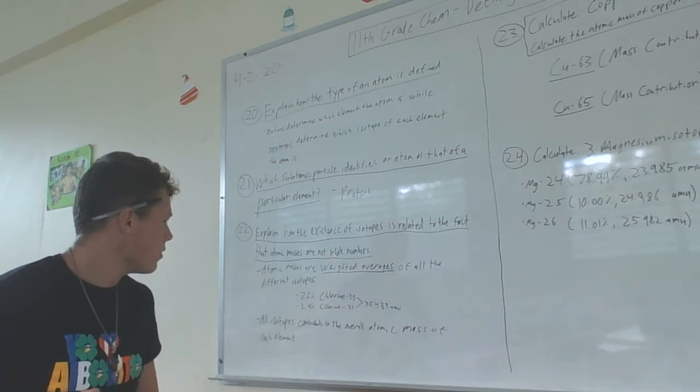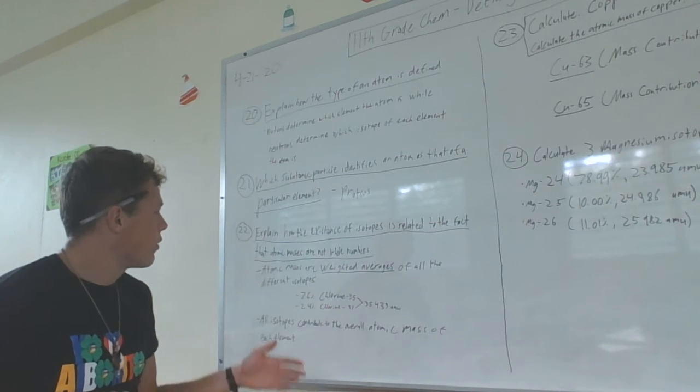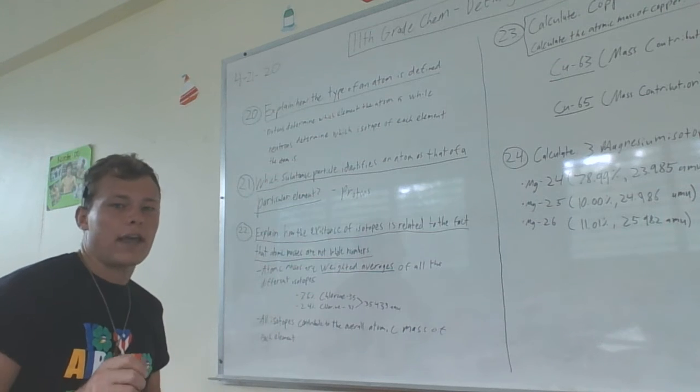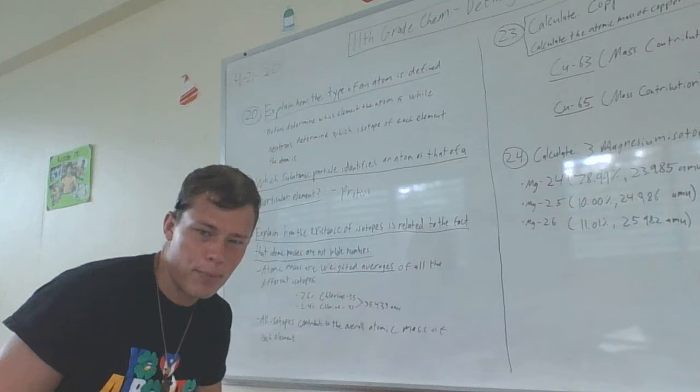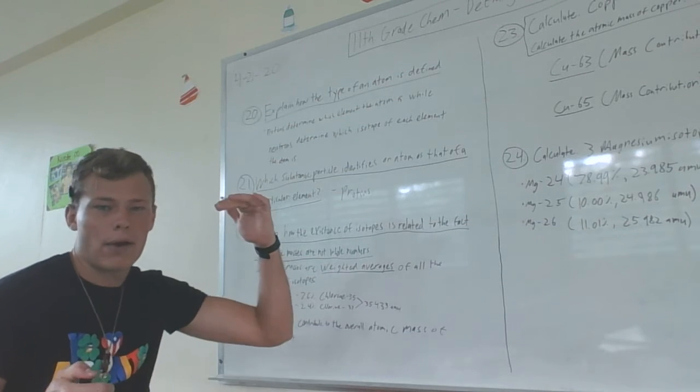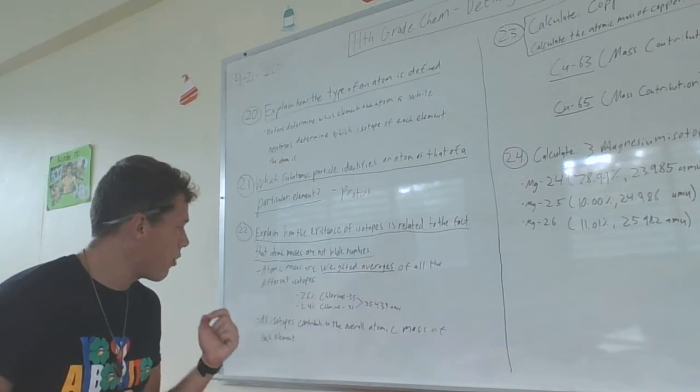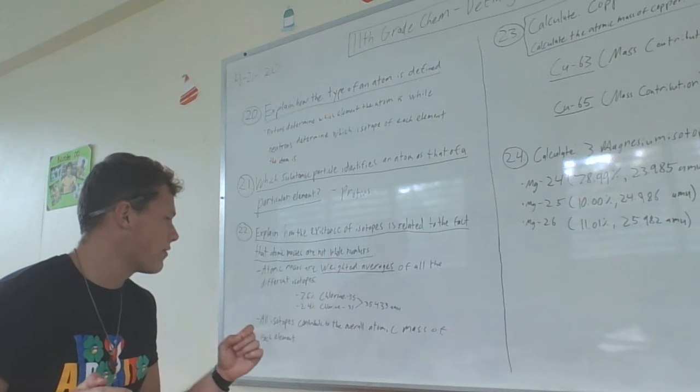Okay? So basically, that's a weighted average. It's like in the grade book or something. If a test is a higher percentage of your grade, then it's weighted higher, right? So atomic masses are weighted averages of all the different isotopes.